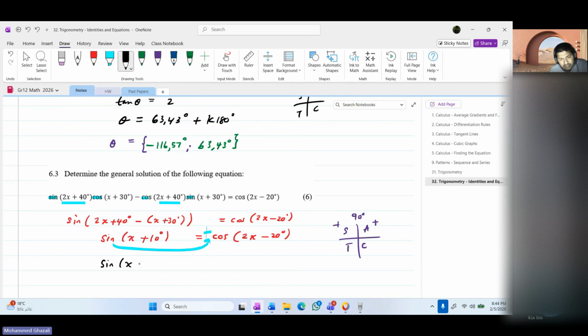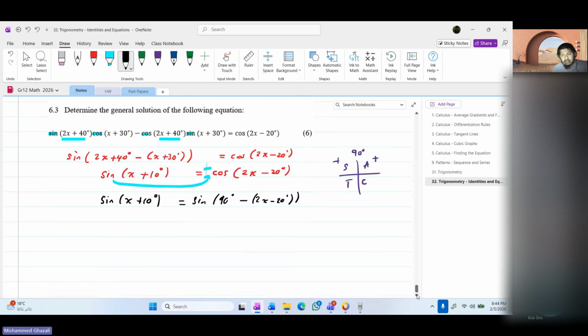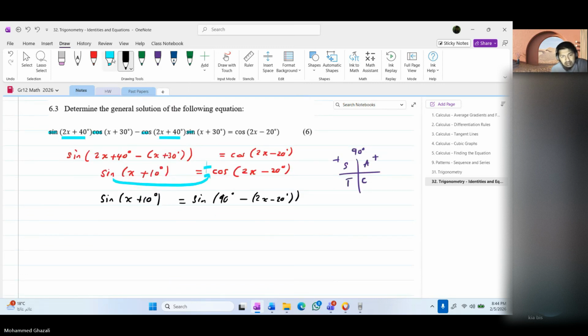So I'm going to say sine of x plus 10 is equal to, change the cosine to sine of 90 minus what? The entire angle. Okay, 90 minus the angle. So now you drop the sine. Remember, I'm doing the quadrant 1 solution. I still got to do 90 plus. So this is x plus 10 degrees is equal to 90 plus 20, which is 110, minus 2x.